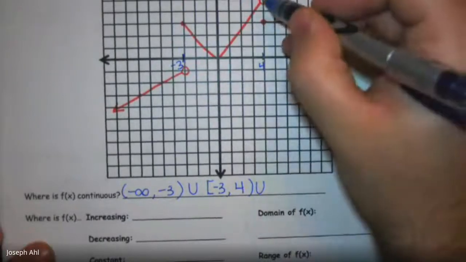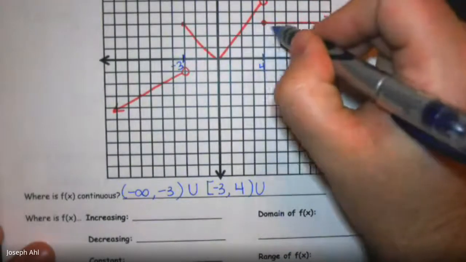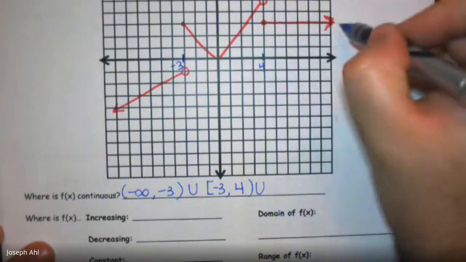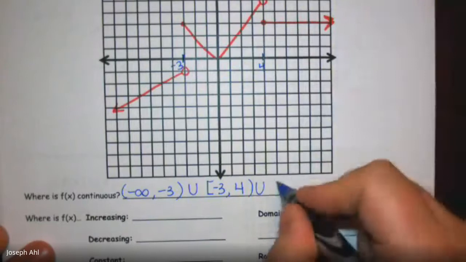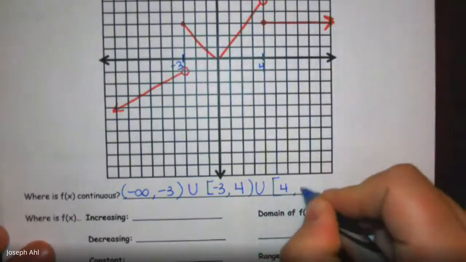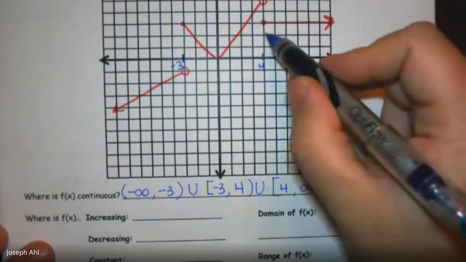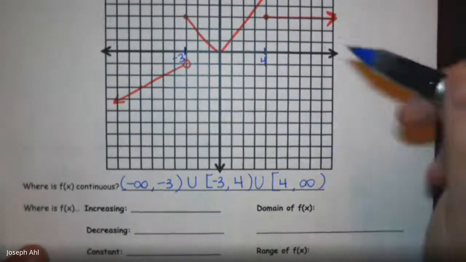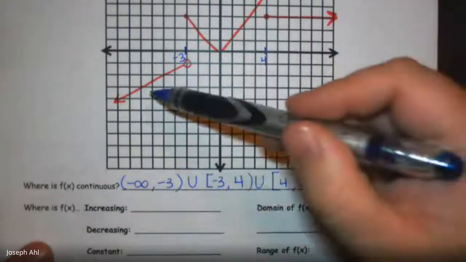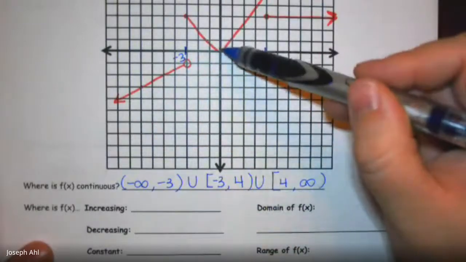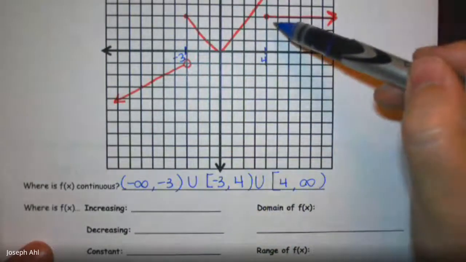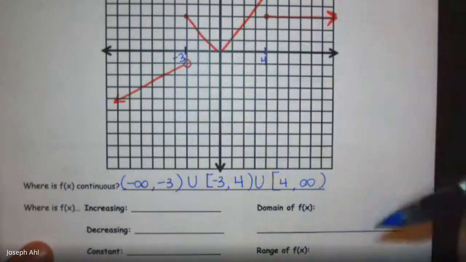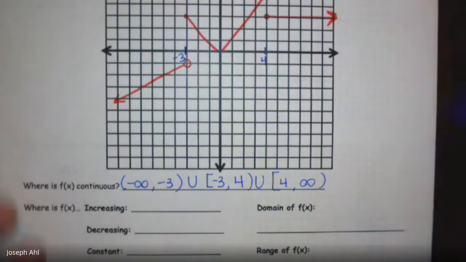Once I make the final jump down to this flat part of the graph here, we can say that the graph is continuous from this point and then forever to the right. So we'll say from 4 to infinity, but for that last piece of the graph, we can include 4 because of the closed circle. So when we talk about where the graph is continuous, we're talking about the intervals over which we can draw the graph without lifting our pen or pencil. And we only have to lift it twice, once at x equals -3 and once at x equals +4.